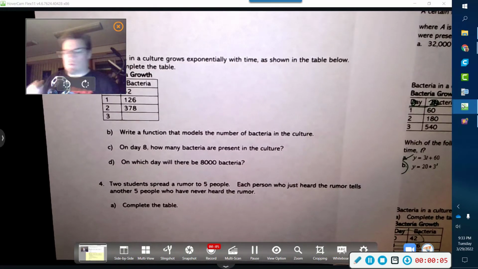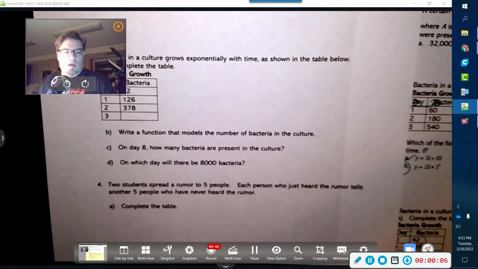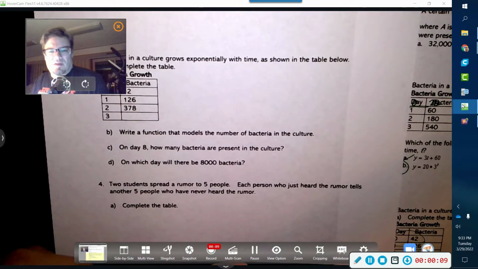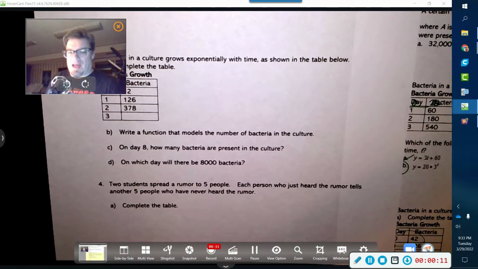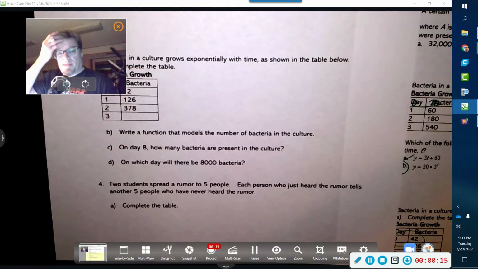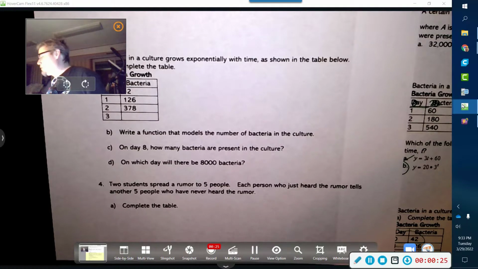Two students spread a rumor to 5 people. Each person who just heard the rumor tells another 5 who have never heard the rumor. Okay, so this one's a little weird because you start off with 2 people, but then you know that the rumor spreads to 5 people thereafter. Okay, so here's where it gets a little strange.